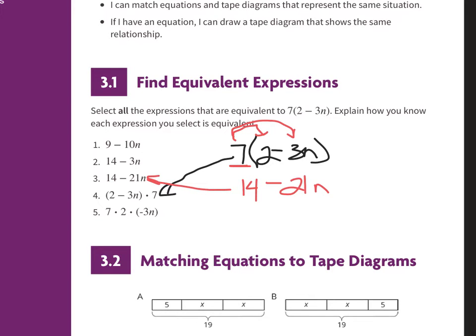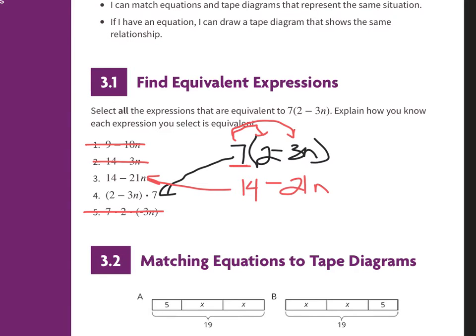Let's see, 9 minus 10n. No, you can't just add or subtract. That one's out. 14 minus 3n. Well, they did the 7 times 2, but they forgot to do the 7 times 3. We got 3, we got 4. 7 times 2 times 3. No, you just can't multiply them all together. So 3 and 4.